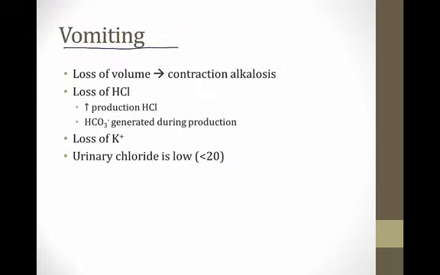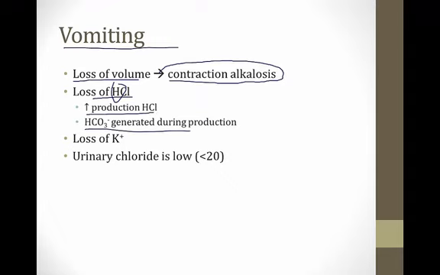Vomiting is another mechanism by which you can develop a metabolic alkalosis. This occurs for a couple of reasons. First of all, you lose volume when you vomit, so this can lead to a contraction alkalosis. In addition, you lose hydrogen chloride when you vomit, so you lose hydrogen atoms, and then the body increases its production of hydrogen chloride, and this leads to increased bicarb generation during production. You also lose potassium when you vomit, so patients who are vomiting can be hypokalemic.